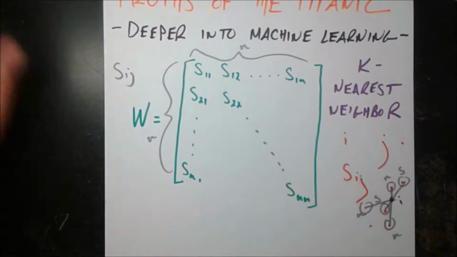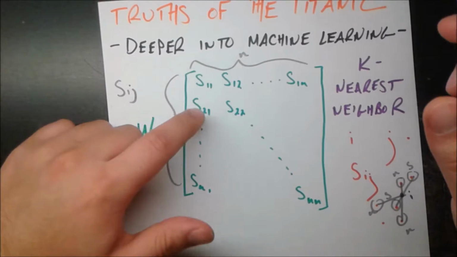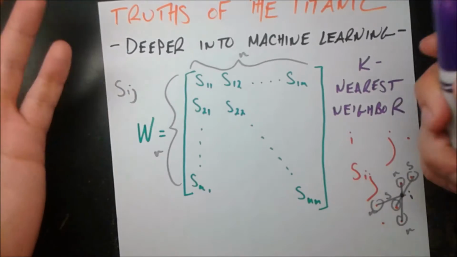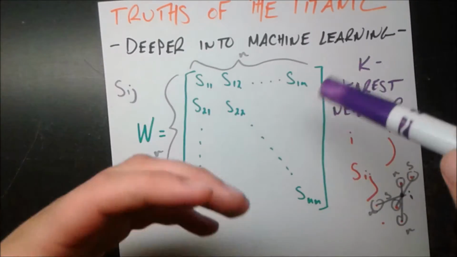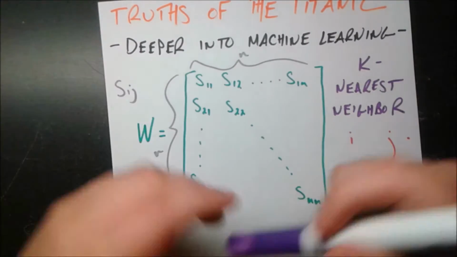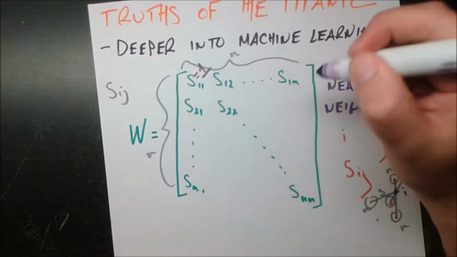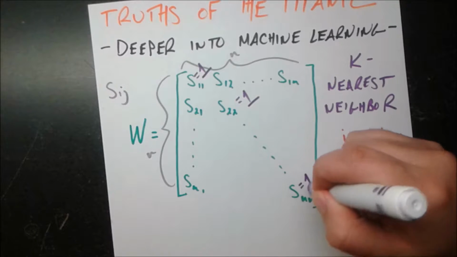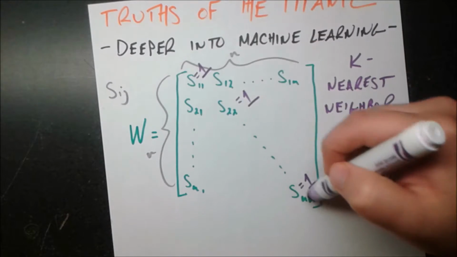Let's observe some things about this matrix before we determine exactly how to calculate these similarity measures. What is S11? What should it be, logically? What's the similarity between a person and him or herself? It should be 1, right? Because you can't get any more similar than having a copy of yourself. So that means this should be 1. Also, for the same reason, S22 should be 1. For all these, Snn should be 1. So this diagonal should be full 1s.